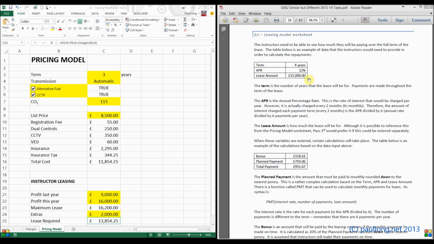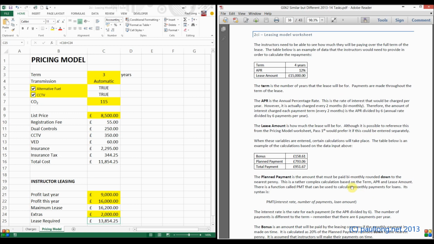Now we could get this from the previous worksheet, the pricing model, because we have the lease required down here. But the question is actually wanting this to be entered separately. I then want you to calculate some payments. First of all, there's going to be the planned monthly payment. This is the amount that's going to have to be paid, not monthly, sorry, but every 2 months, bi-monthly.